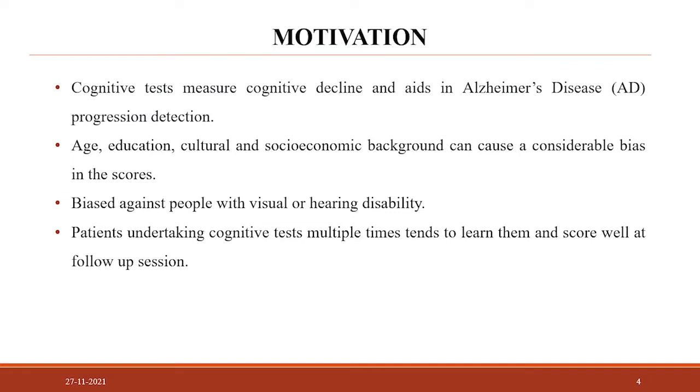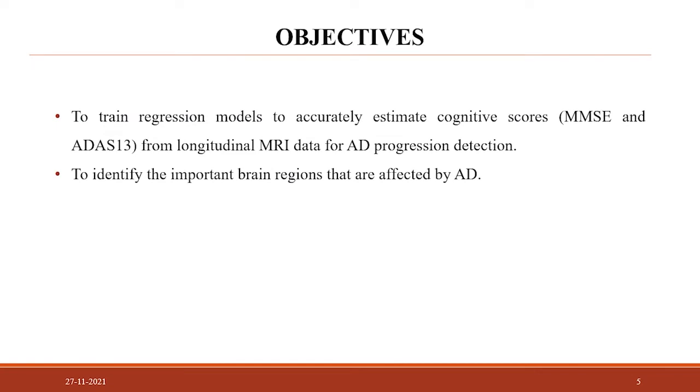Age, education, cultural and socio-economic background can cause a considerable bias in the score. Some individuals who are visually challenged or hearing impaired will score less on a cognitive test even if they don't have cognitive decline, which creates a bias. Another reason for biased test results is that patients undertaking cognitive tests multiple times tend to learn them and score well at follow-up sessions.